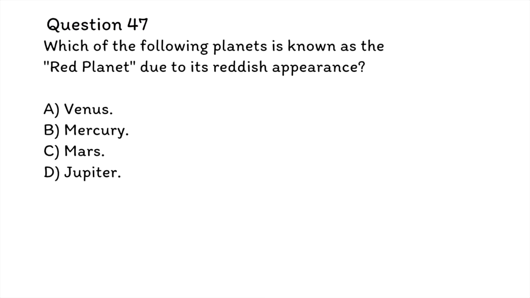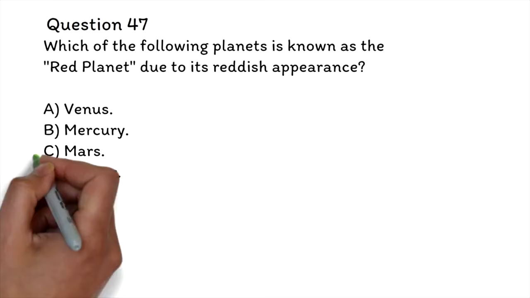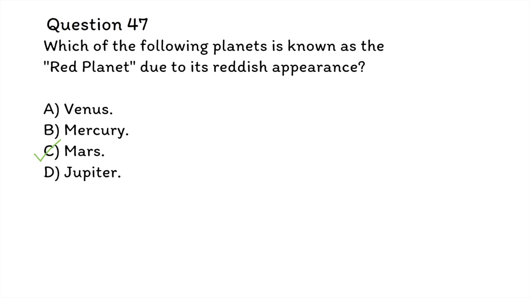Question 47. Which of the following planets is known as the red planet due to its reddish appearance? A. Venus. B. Mercury. C. Mars. D. Jupiter. The correct answer is C. Mars. Mars is commonly referred to as the red planet because of its distinct reddish hue. This coloration is due to the presence of iron oxide, or rust, on its surface. It's important you know some basic information about planets, like what planet has a ring. What planets are closest to Earth?